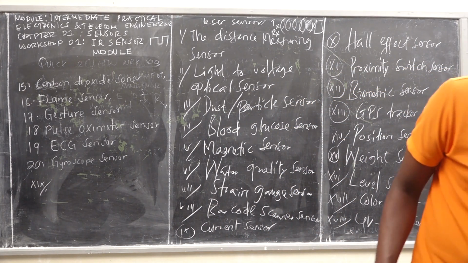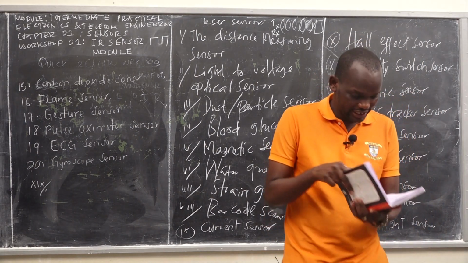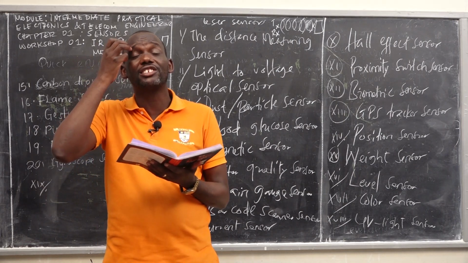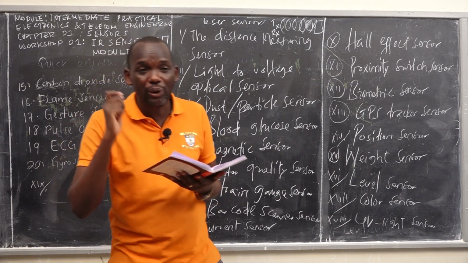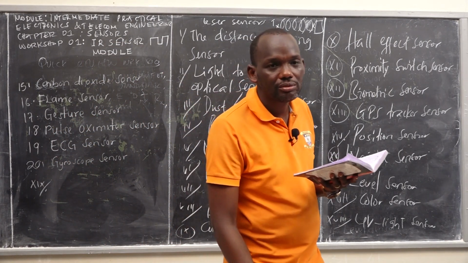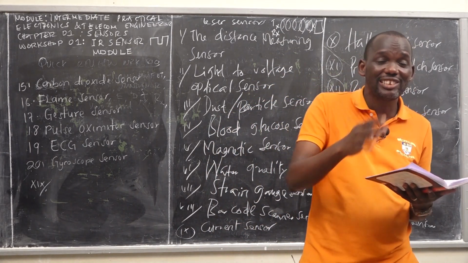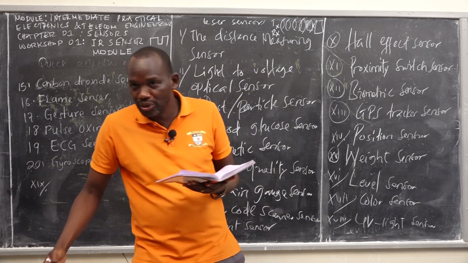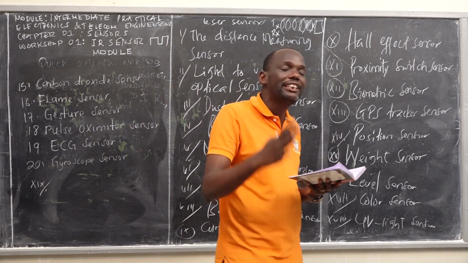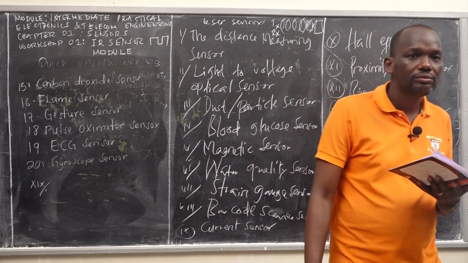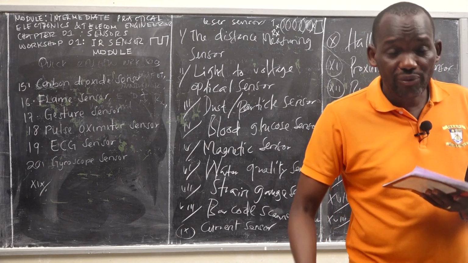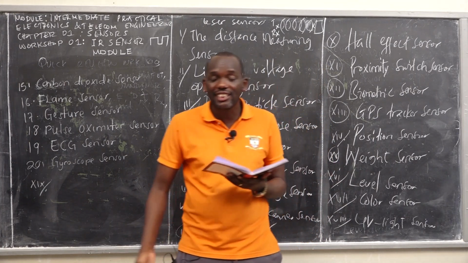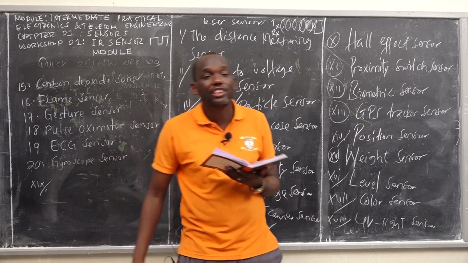Then we have oxygen sensor, which I've discussed. Voltage sensor is the sensor which measures voltage. Current sensor is the sensor which measures current. So a voltage sensor works like a voltmeter, and a current sensor works like an ammeter. We have DC voltage sensor, AC voltage sensor, DC current sensor, and AC current sensor.